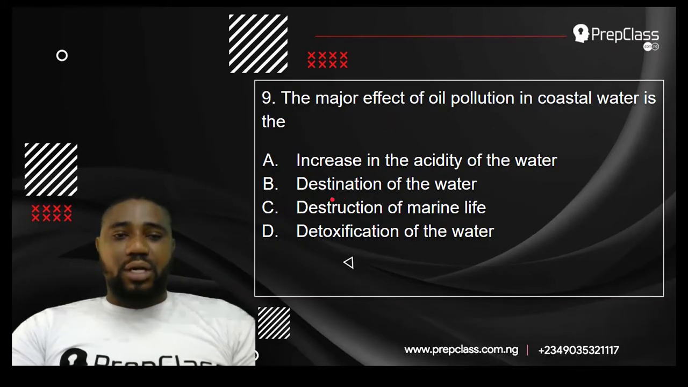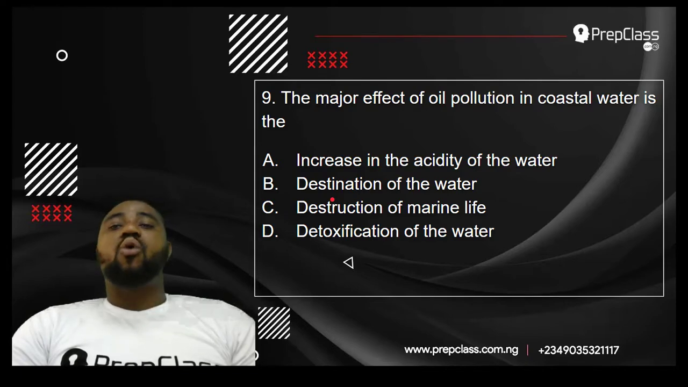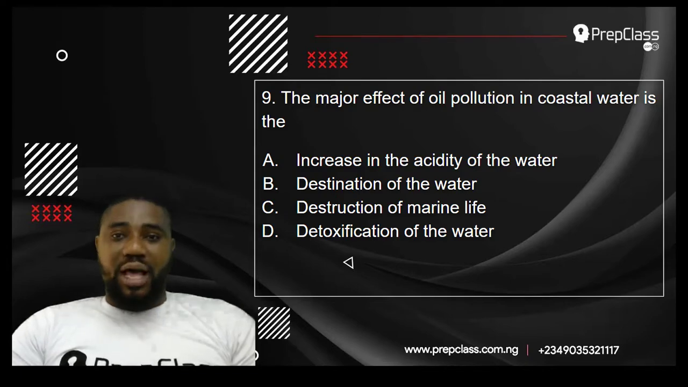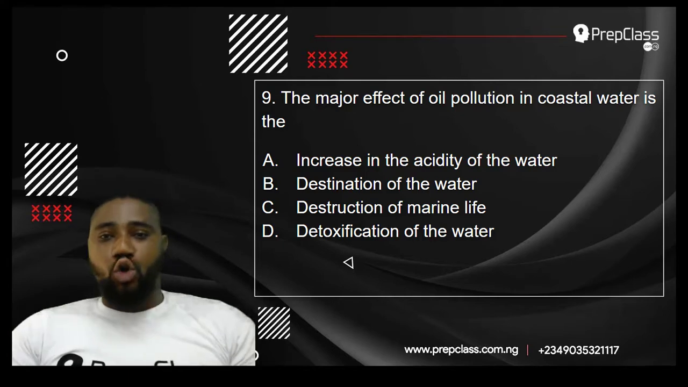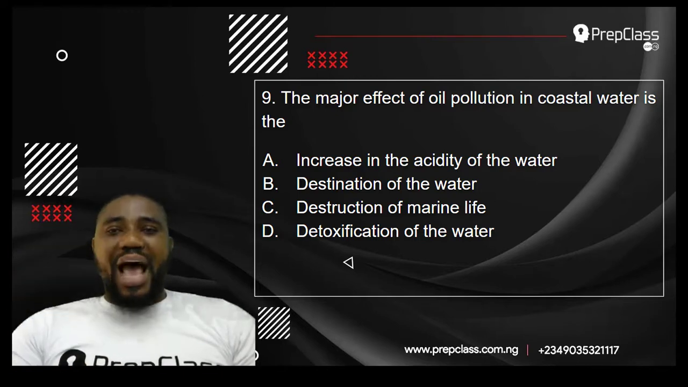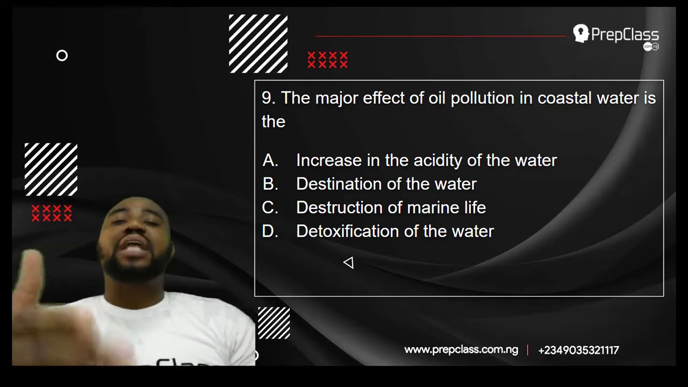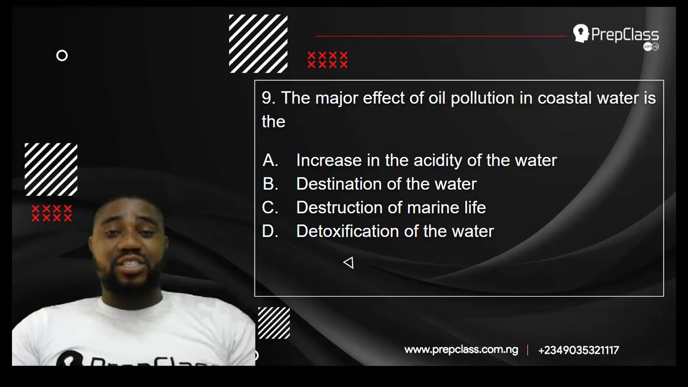Question number 9. The major effect of oil production in coastal water is what? You must have heard of offshore, onshore. All these engineers that go offshore, in water drilling and drilling of crude oil and so on and so forth. Then I ask you, what's the major effect of oil pollution in that kind of water, like the sea or ocean?